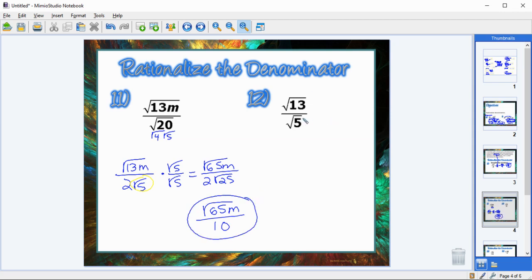12 is a little easier. The item I want to get rid of is the root 5. So I'm going to multiply by root 5 over root 5. So I end up with root 65 over the square root of 25, which I know is 5. So my final answer would be root 65 over 5. You may not cancel them out unless they're both out in front of the square root.